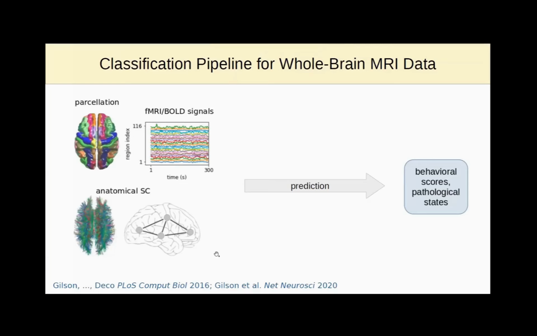So I start with the basics of making classification pipelines to extract markers from whole brain MRI data. Typically when we get functional data in the form of BOLD signals that correspond to the activity over time for different regions corresponding to a parcellation, you want to use them to make the prediction of behavioral scores or pathological states, to discriminate, for example, patients from healthy controls.